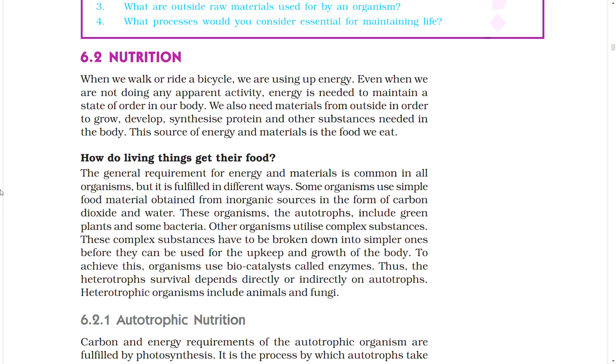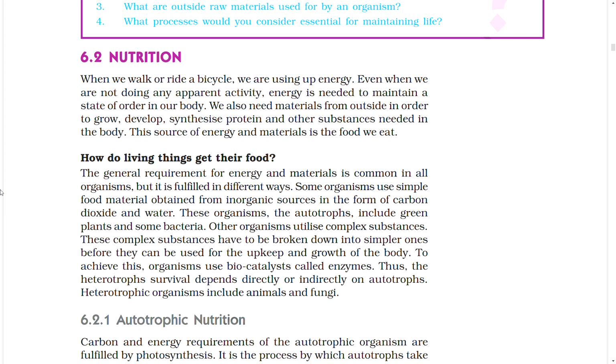Nutrition. When we walk or ride a bicycle, we are using up energy. Even when we are not doing any apparent activity, energy is needed to maintain a state of order in our body. We also need materials from outside in order to grow, develop, and synthesize protein and other substances needed in the body. The source of energy and materials is the food we eat.